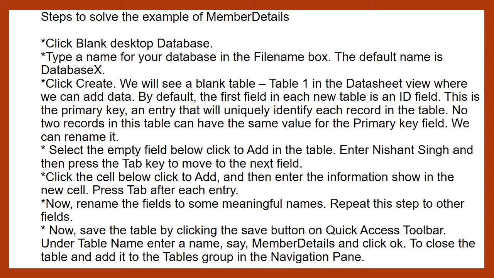Enter Nishant Singh and then press the Tab key to move to the next field. Click the cell below, click to add, and then enter the information shown in the new cell. Press Tab after each entry. Now, rename the fields to some meaningful names. Repeat this step for the other fields.